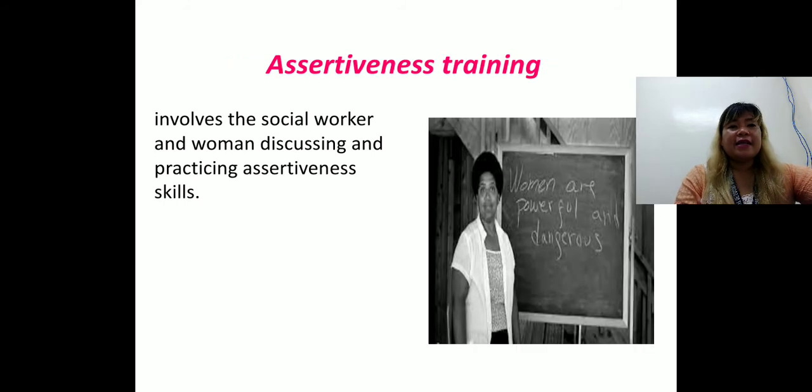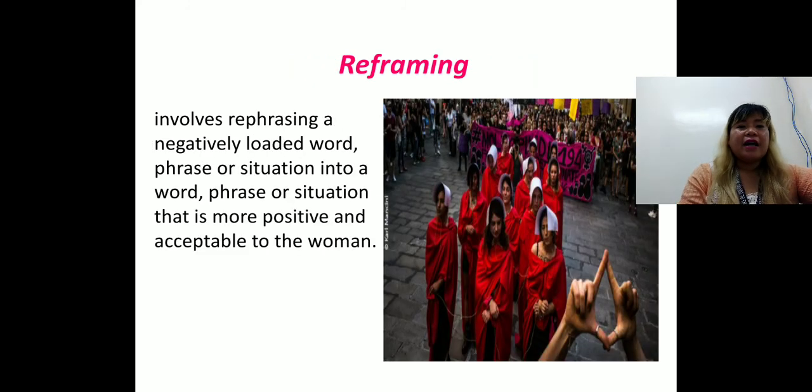Okay, next is assertiveness training. It involves the social worker and woman discussing and practicing assertiveness skills. So you have to be assertive. You have to stand for your right without violating the rights of others. Next is reframing. It involves rephrasing a negatively loaded word, phrase, or situation into a word, phrase, or situation that is more positive and acceptable to the woman.